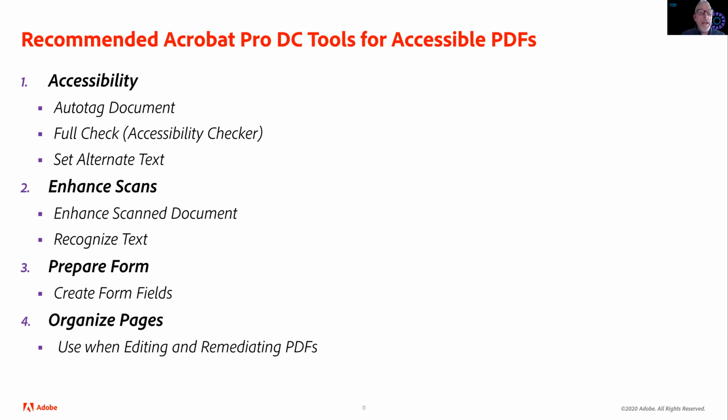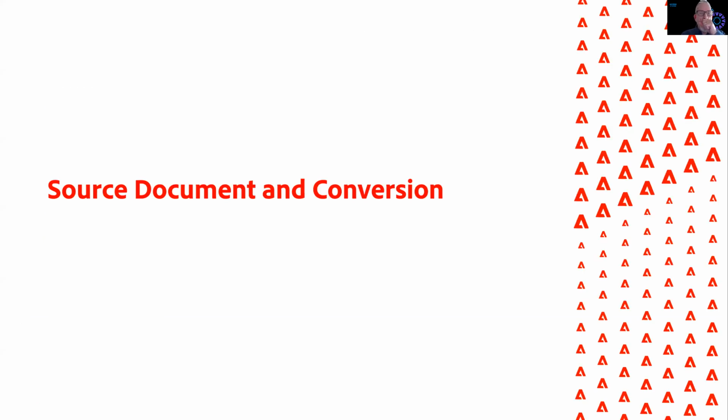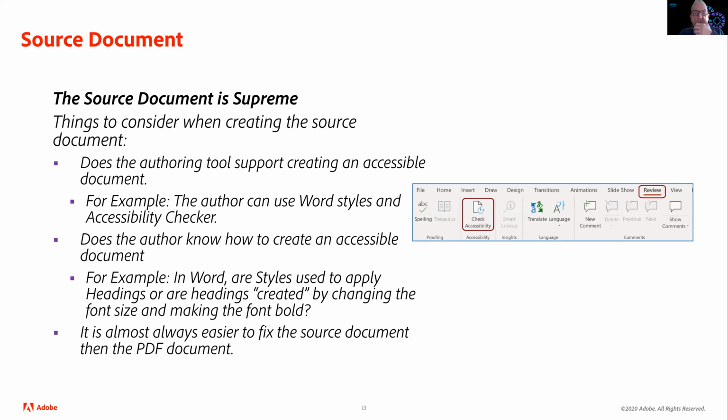And then organize pages. This is a wonderful tool to use. If you have a PDF that's already fully accessible and you need to edit just a page or two, you can use organize pages to pull those out, edit them, re-tag them to make sure they're correct, and insert them back in, and the tag tree will automatically adjust correctly, and you won't have to do any additional work. When you edit a PDF, it can sometimes corrupt the tag tree, and sometimes that means redoing a lot of work unnecessarily.